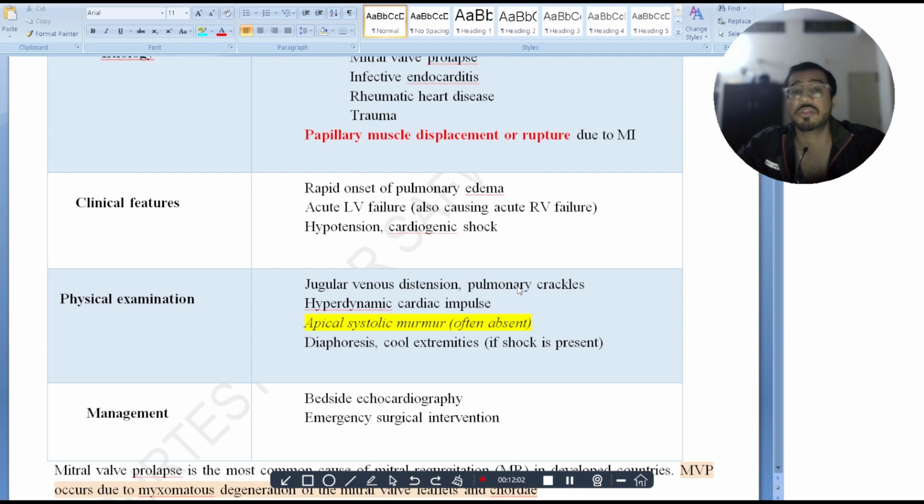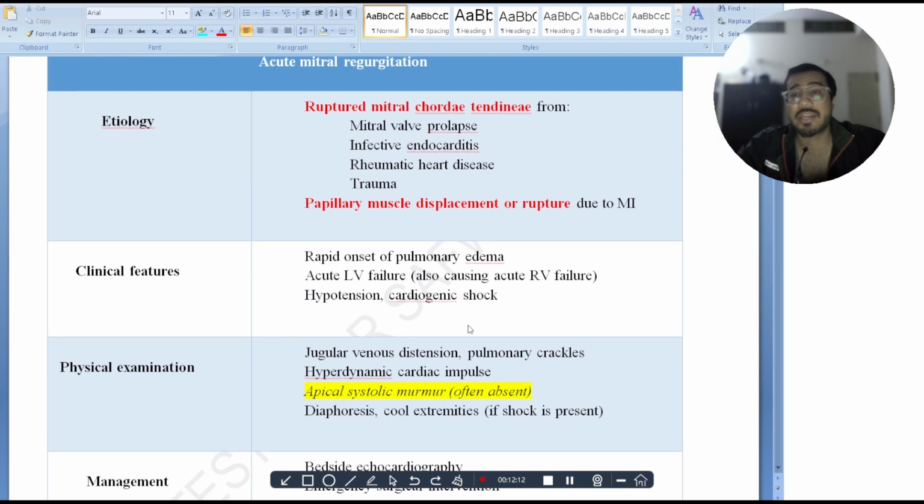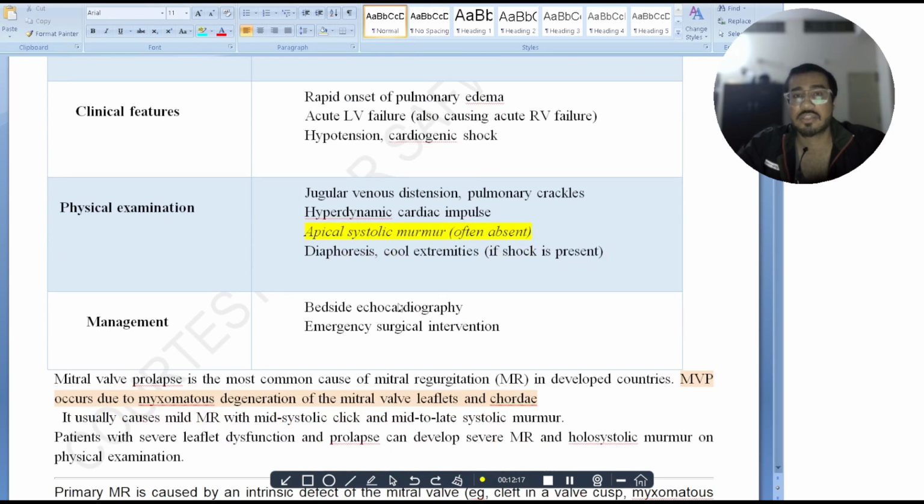You hear a murmur when it's chronic in nature. So what are you going to do when you suspect it? It's an emergency, you do a bedside echocardiography that's going to show you that there's regurg going on. When it comes to acute, it's an emergency. When it comes to chronic, it's not. So when you decipher that it's acute mitral regurg, you have to perform an emergency surgical intervention.